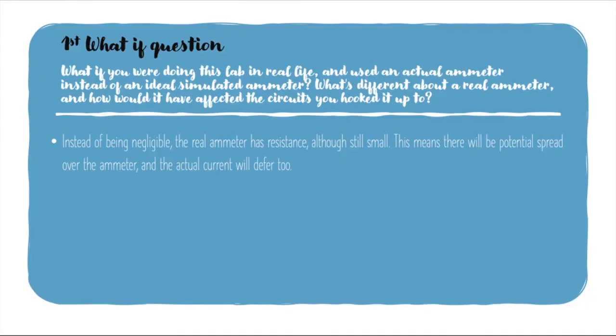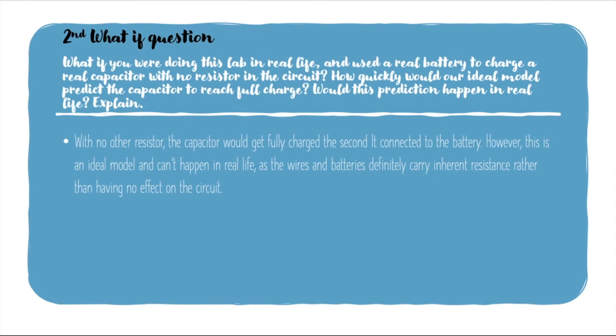For the first what-if question: instead of being negligible, the real emitter has resistance, although still small. This means there will be a potential drop across the emitter, and the actual current will differ because the total resistance of the whole circuit differs. For the second what-if question: with no other resistor, the capacitor would get fully charged the second it is connected to the battery. However, this is an ideal model and can't happen in real life, as the wires and batteries definitely carry inherent resistance rather than having no effect on the circuit.